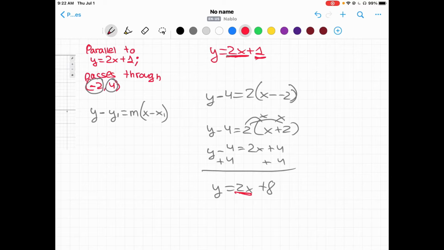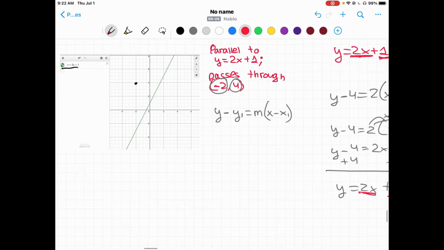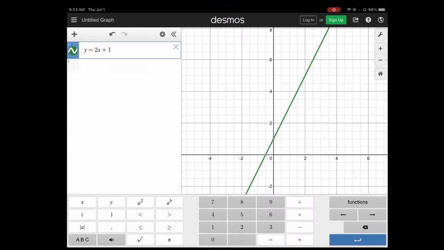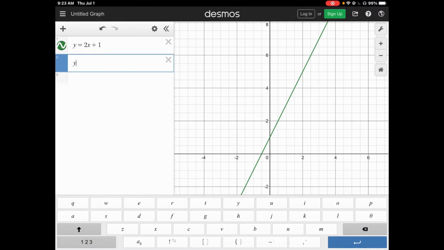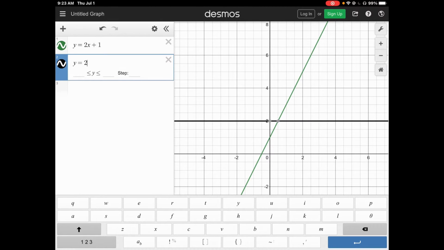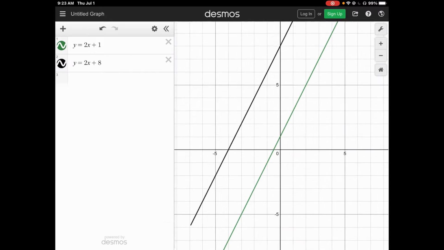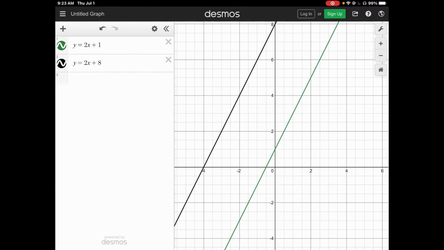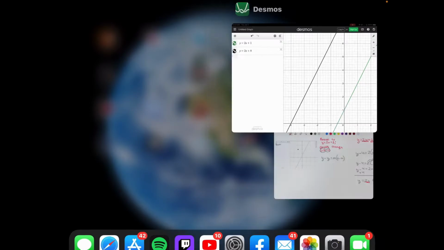and a different y-intercept. But now let's make sure that y equals 2x plus 8 does indeed pass through the point negative 2 comma 4. Let's go over here. Y equals 2x plus 8. As you can see, they are parallel, and it does indeed pass through the point negative 2 comma 4.